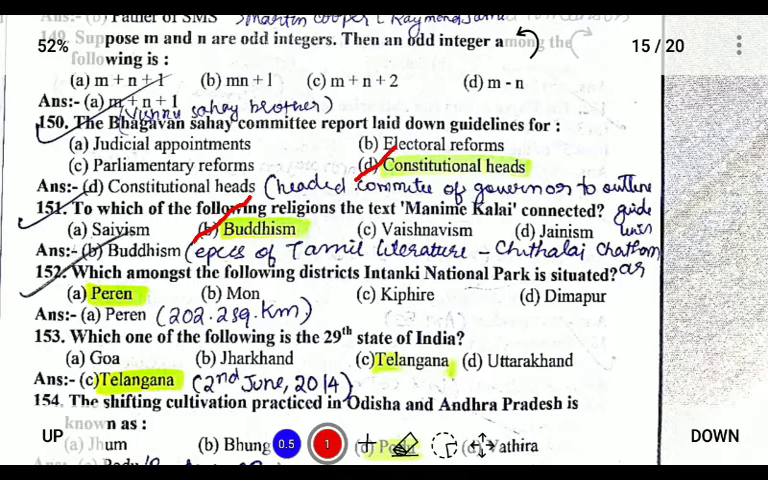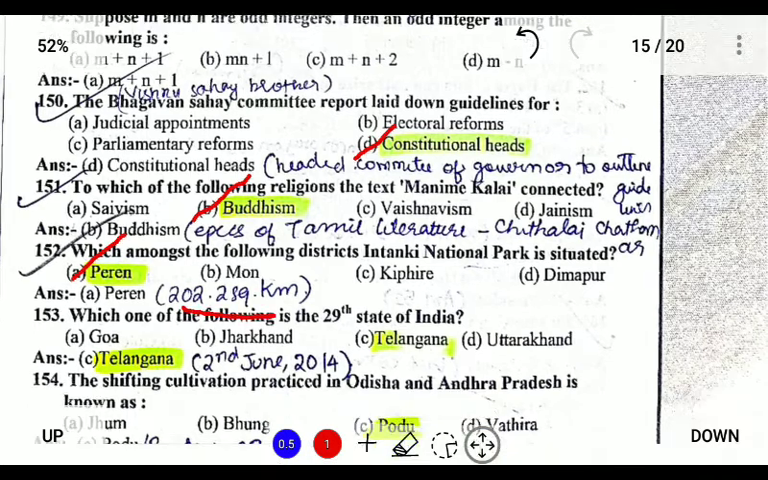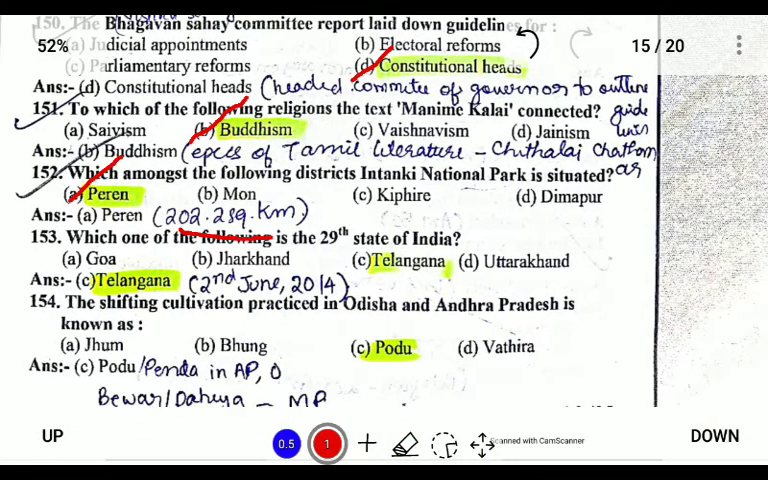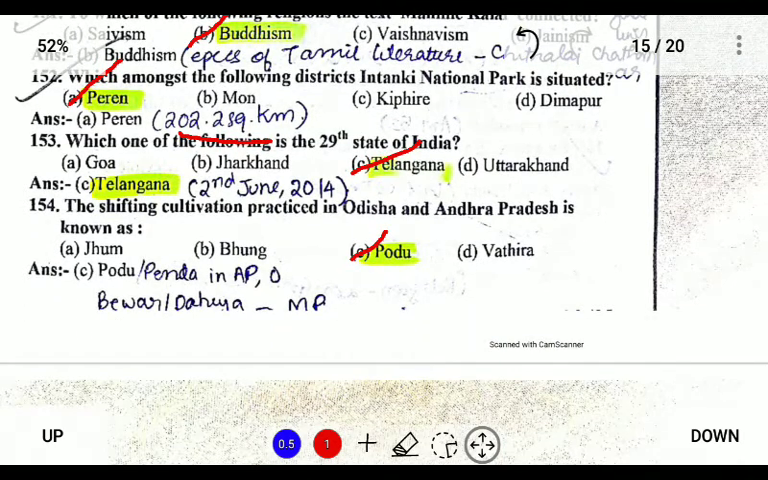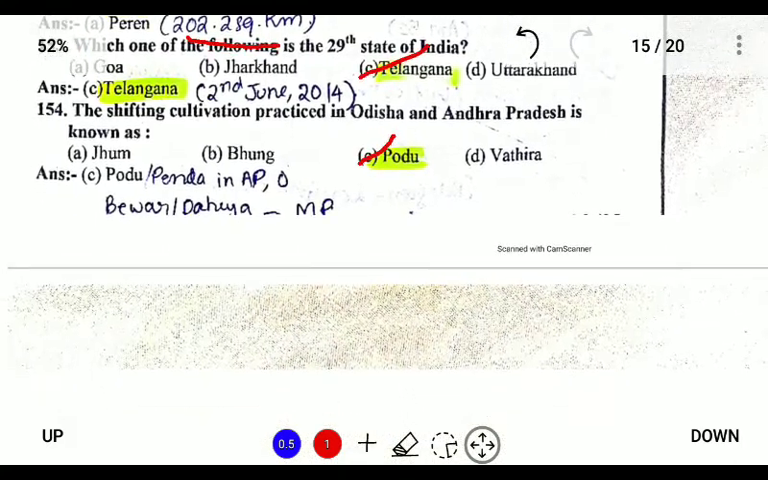And next, question number 152. In which of the following districts is Dangi National Park located? Among the following, Perin is located, and it is the largest national park in Nagaland, at 202.2 square kilometers. Next, which is the 29th state? Telangana is the 29th state, which was carved out of Andhra Pradesh on 2nd of June 2014. And shifting cultivation in Odisha and Andhra Pradesh is known as Bodu.